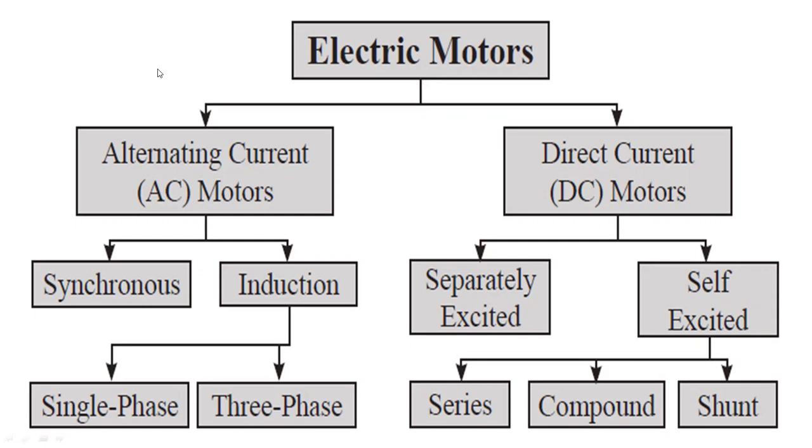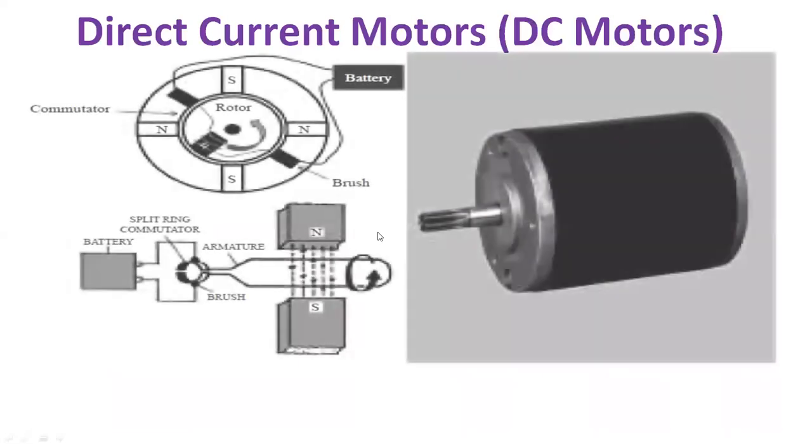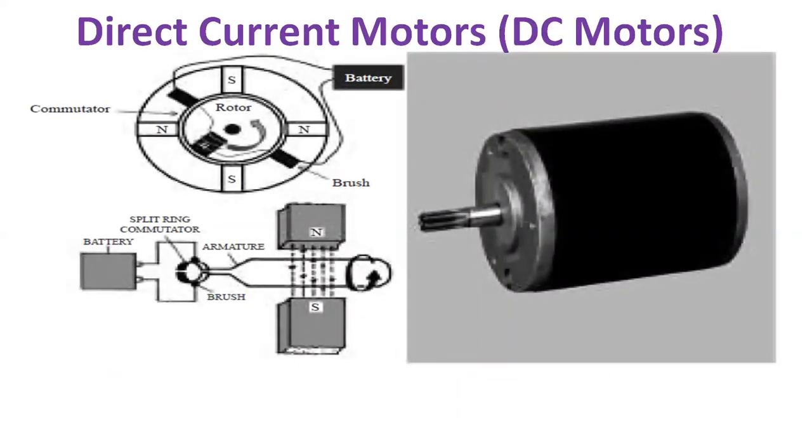Industrial electric motors are generally classified into DC motors, synchronous motors, and induction motors, induced magnetic field induction motors. Then within direct current, we have separately excited and self-excited. And within induction motors, we have single phase and three-phase motors. And then within self-excited, we have series motors, compound motors, and shunt motors. So if you see one by one, the direct current motors, the DC motors, were the first to be developed.